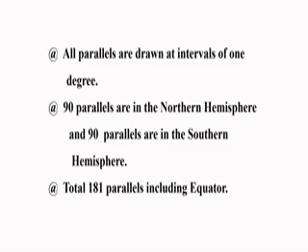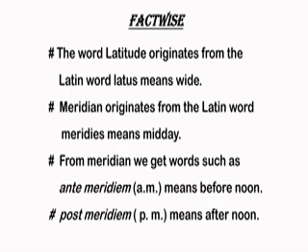As we know, all parallels are located at an equal distance from each other. There are 90 parallels in the northern hemisphere and 90 parallels in the southern hemisphere. We have already seen this in the above picture. Therefore, there are 181 parallels including the equator.